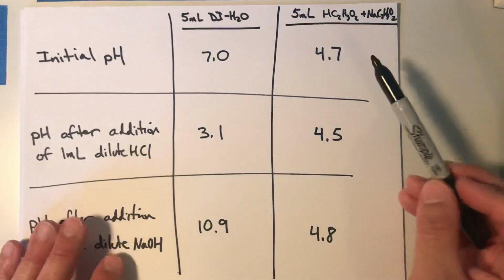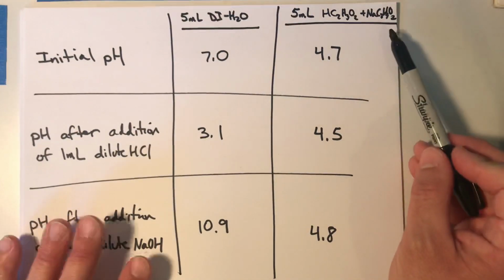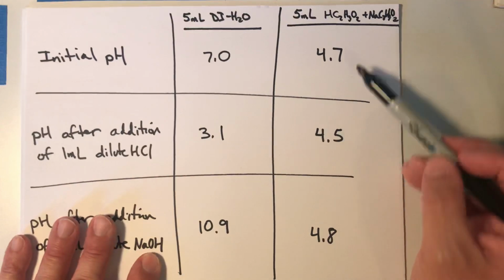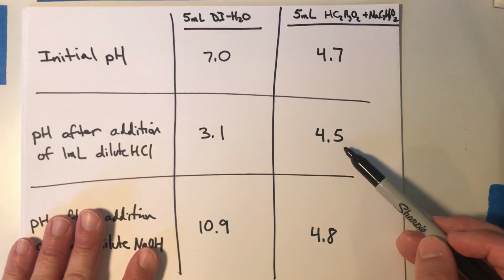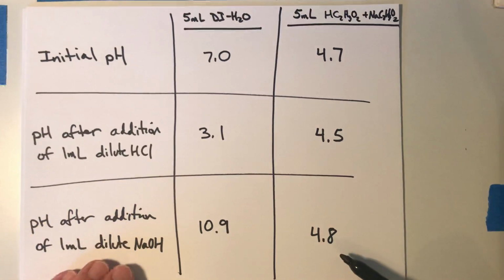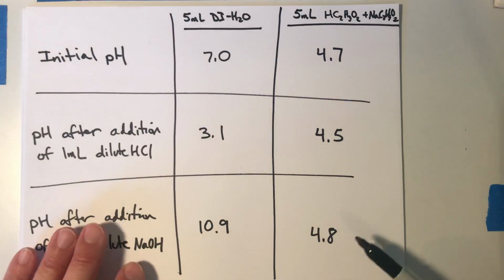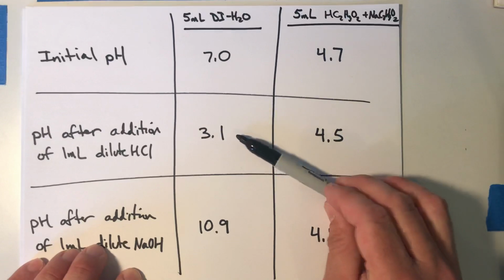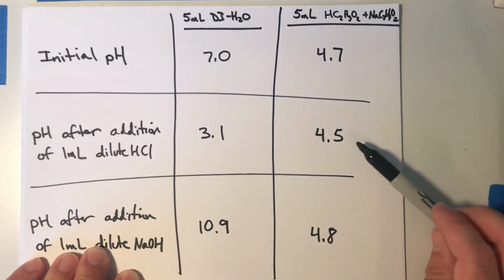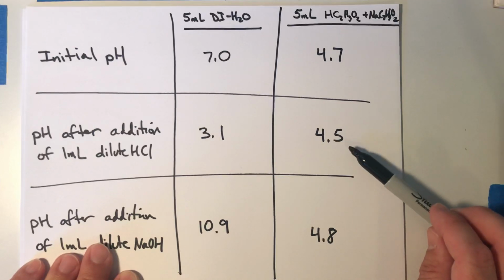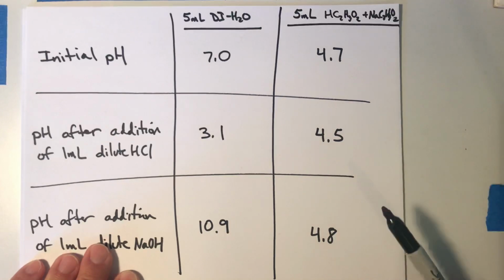On the other hand, our mixture of acetic acid and sodium acetate changes very little in pH. It's initially about 4.7. It goes down to about 4.5 with the addition of HCl, and it goes up to about 4.8 with the addition of sodium hydroxide. So what we see is that the pH of the water is very susceptible to an addition of either acid or base, but the pH of our sodium acetate acetic acid solution stays very nearly the same in pH.